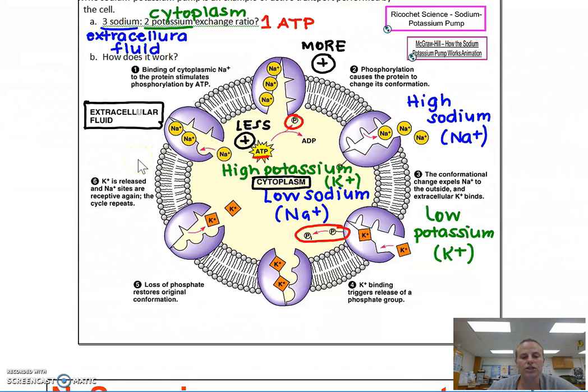Now notice the ratio of sodium to potassium. I'm pumping 3 positive molecules out, but only 2 molecules back in. What this does is set up a gradient where I have a higher positive concentration on the outside and a lower positive concentration on the inside. That's what we're going to talk about next time.